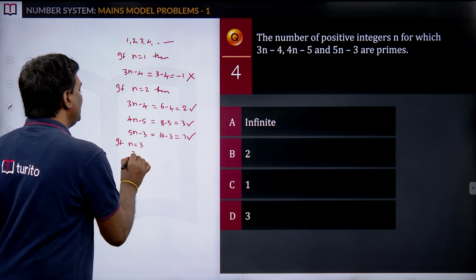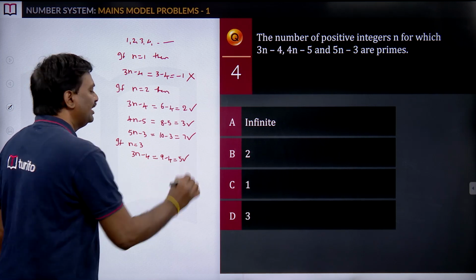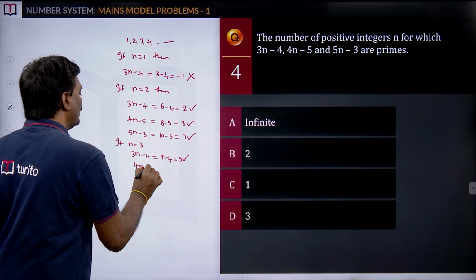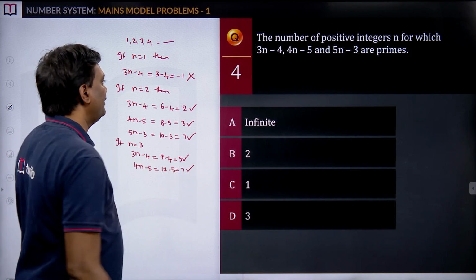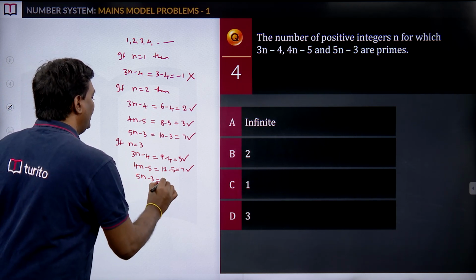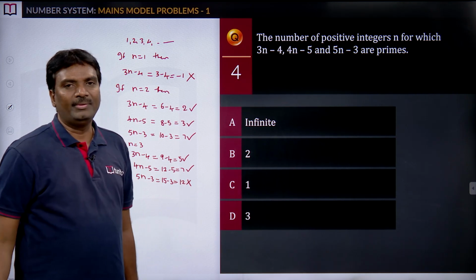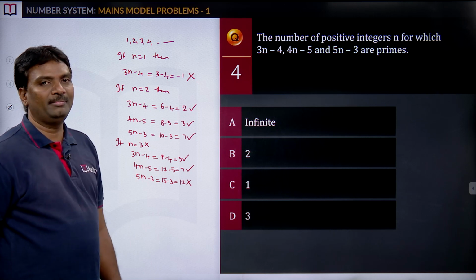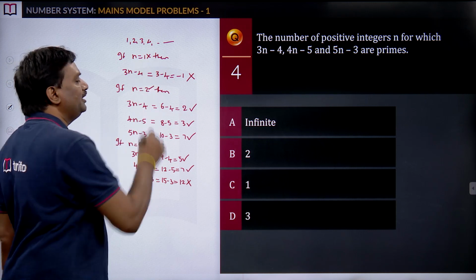If you take n equal to 3, 3n minus 4: 3 times 3 is 9 minus 4 equal to 5, this is a prime number. Next, 4n minus 5: 4 times 3 is 12 minus 5 equal to 7, this is also a prime number. If you take the third one, 5n minus 3: 5 times 3 is 15 minus 3 equal to 12, but this is not a prime number because 12 has more than 2 factors. So, that is why n equal to 3 is not acceptable according to the given condition.